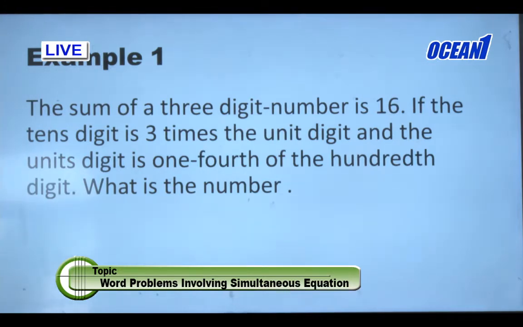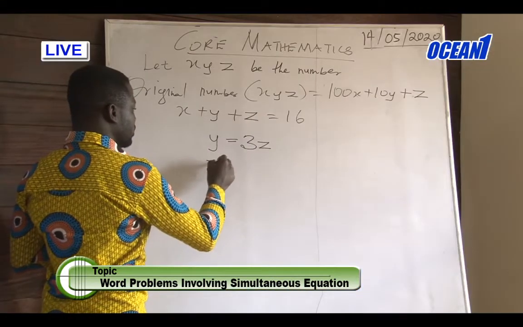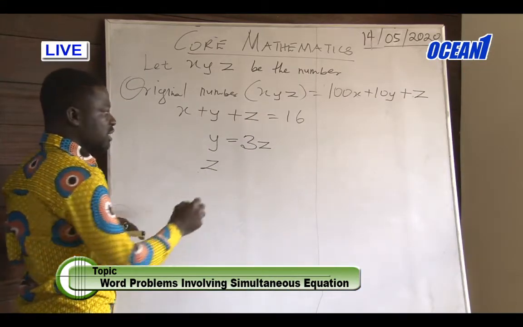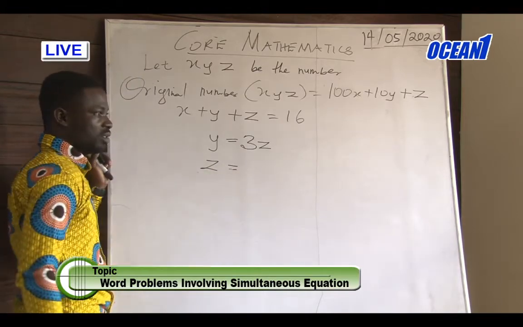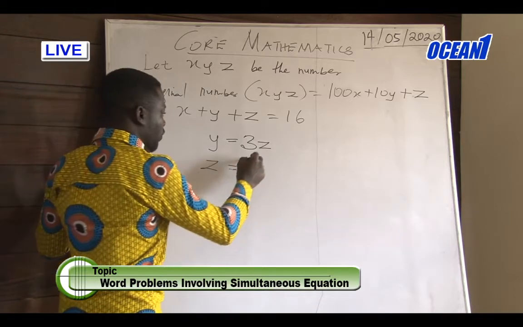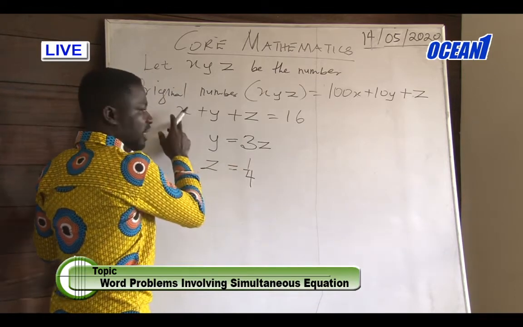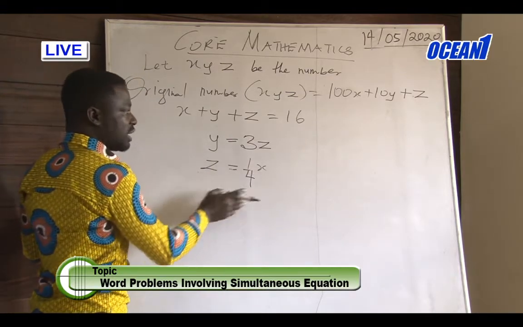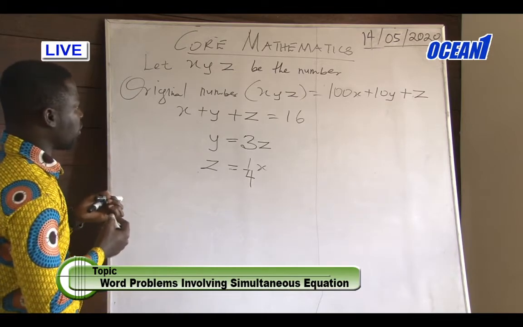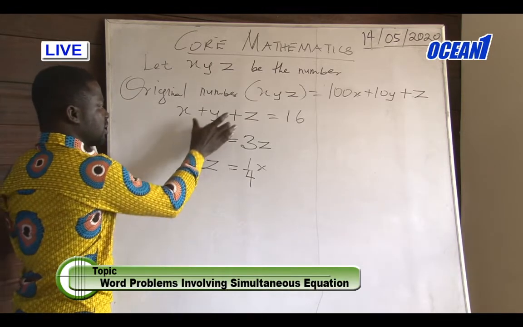If the unit digit is also 1/4 of the hundreds digit, so the unit digit here is now z. So z, which is the unit digit, is equal to 1/4 of the hundreds digit, that is x. So we have z = 1/4 x, y = 3z, and x + y + z is also equal to 16. We have 3 equations here.